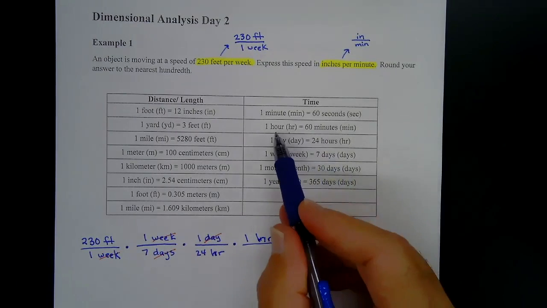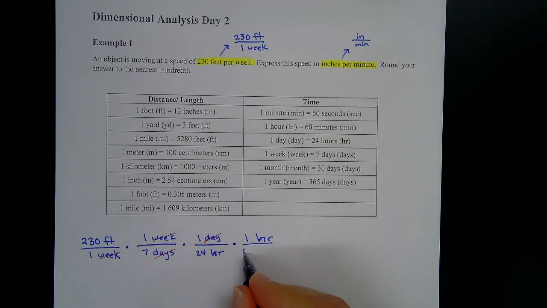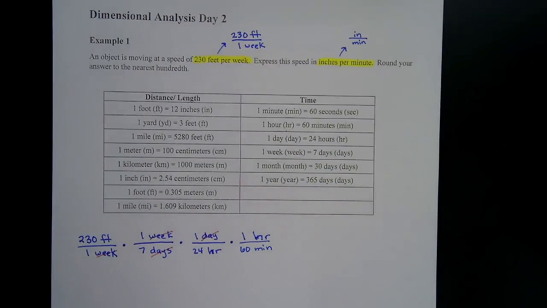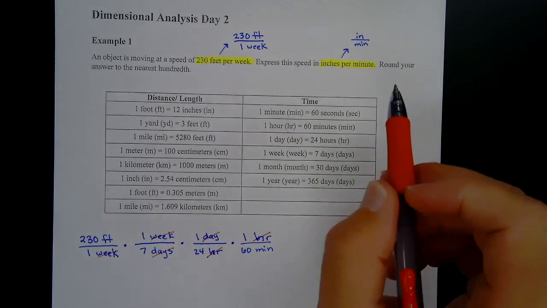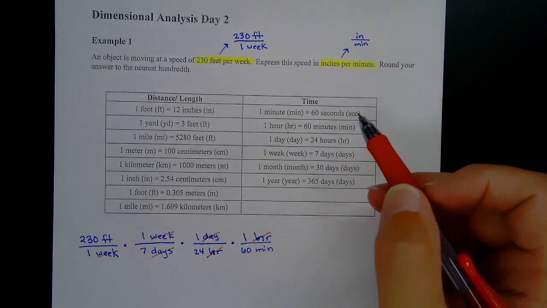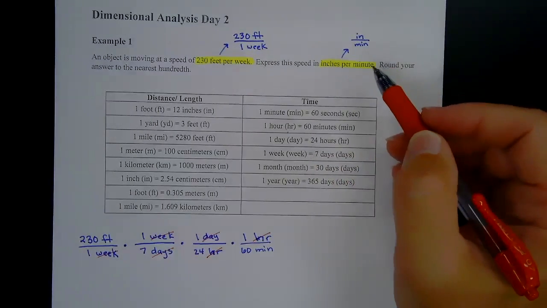Okay. And 1 hour is the same as 60 minutes. So now this hour cancels with this hour. And what are we left with? Well, now we have feet per minute. We're halfway there, guys. We're halfway there. So what we have is feet per minute.